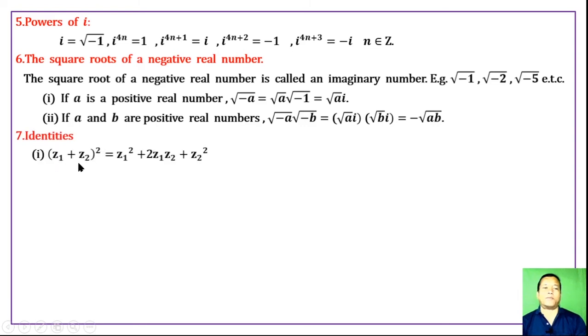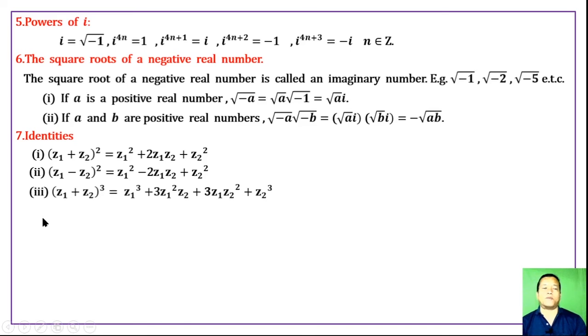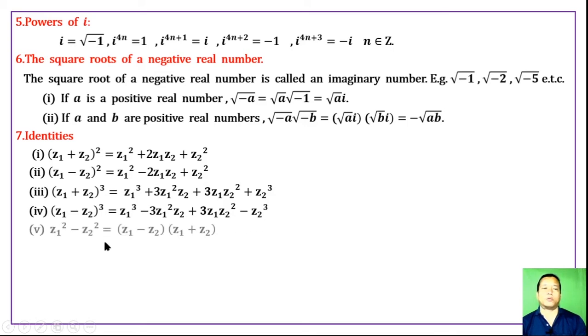Identities. Z1 plus Z2 whole square is equal to Z1 square plus twice Z1 Z2 plus Z2 square. Z1 minus Z2 whole square is equal to Z1 square minus twice Z1 Z2 plus Z2 square. 3. Z1 plus Z2 whole cube is Z1 cube plus 3 Z1 square into Z2 plus 3 Z1 into Z2 square plus Z2 cube. Z1 minus Z2 whole cube is Z1 cube minus 3 Z1 square into Z2 plus thrice Z1 into Z2 square minus Z2 cube.